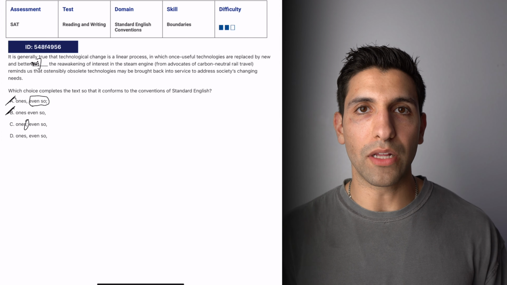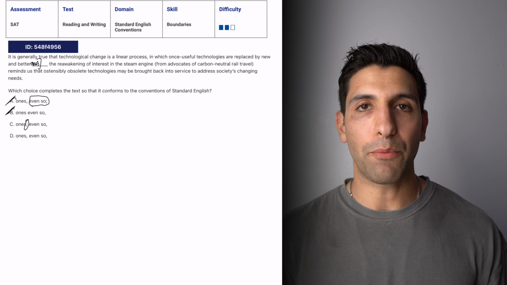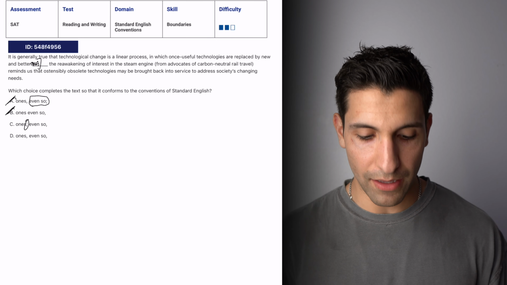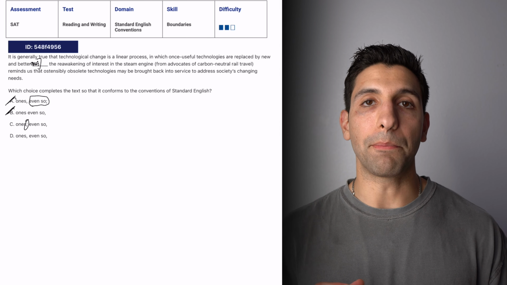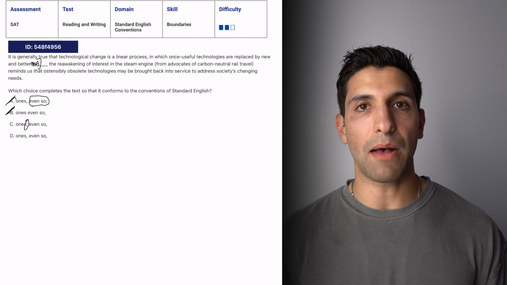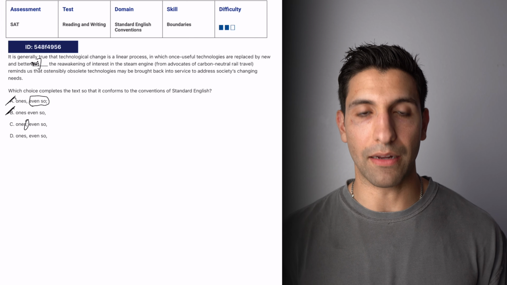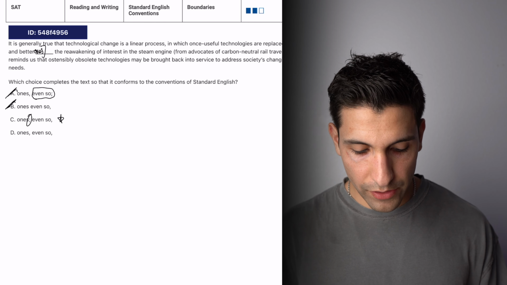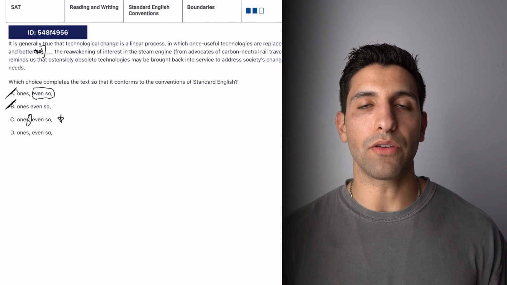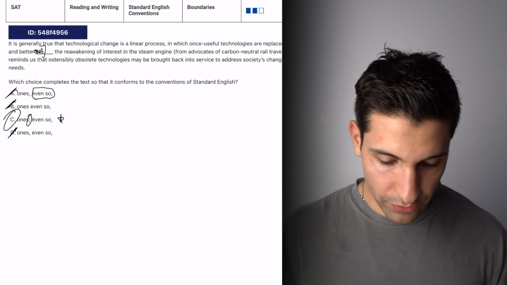C, after "ones," we see a semicolon, which means we can treat that just like a period. And then we have "even so," comma, "the reawakening of interest in the steam engine," and so on and so forth. That makes complete and total sense. The "even so," comma is separating the introductory phrase from the rest of the independent clause. So C looks to be good. And then D, "ones, even so," those two commas cannot be used to combine two independent clauses. So again, D is out. C is our answer choice.